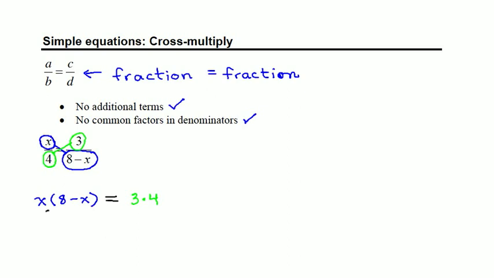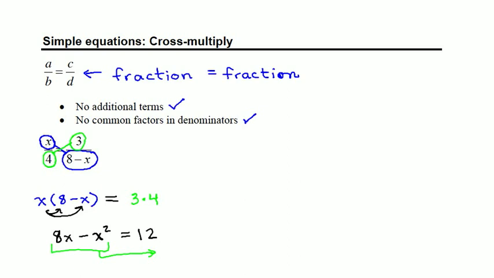So I'm going to distribute in on the left-hand side. X times 8 is 8x. X times minus x is minus x squared. And of course on the right-hand side, 3 times 4 gives me 12. This is again a polynomial equation, so we do want to get all of the terms on one side, and I am going to choose to do that by moving these two terms to the right.